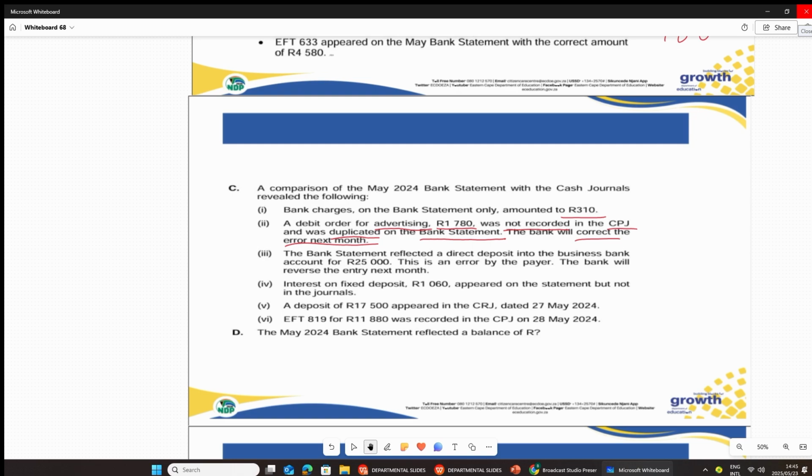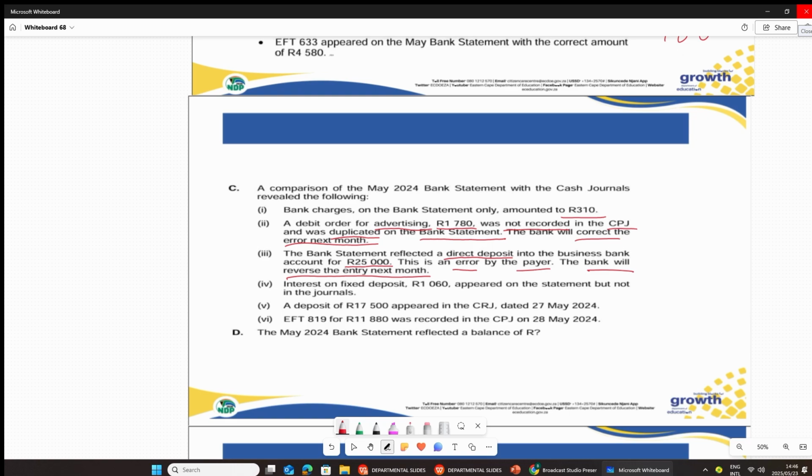Then we go to number 3. The bank statement reflected a direct deposit, meaning money came into the business bank account, for 25,000 rand. This is an error by the payer. The bank will then reverse the entry the next month. Here, we did not make the mistake, the bank made the mistake, so they will correct it the following month. But in the meantime, we still have to do a reconciliation. So this amount will be recorded as an error in our bank reconciliation statement only.